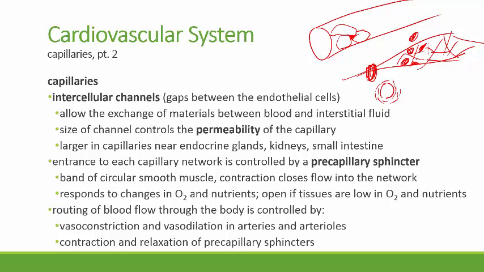So the routing of blood flow through the body is really controlled by the vasoconstriction or dilation in arteries and arterioles, and then that contraction and relaxation of precapillary sphincters. When this region has plenty of oxygen and plenty of nutrients, the sphincter is going to close, and the blood then will be routed over toward this particular precapillary network.